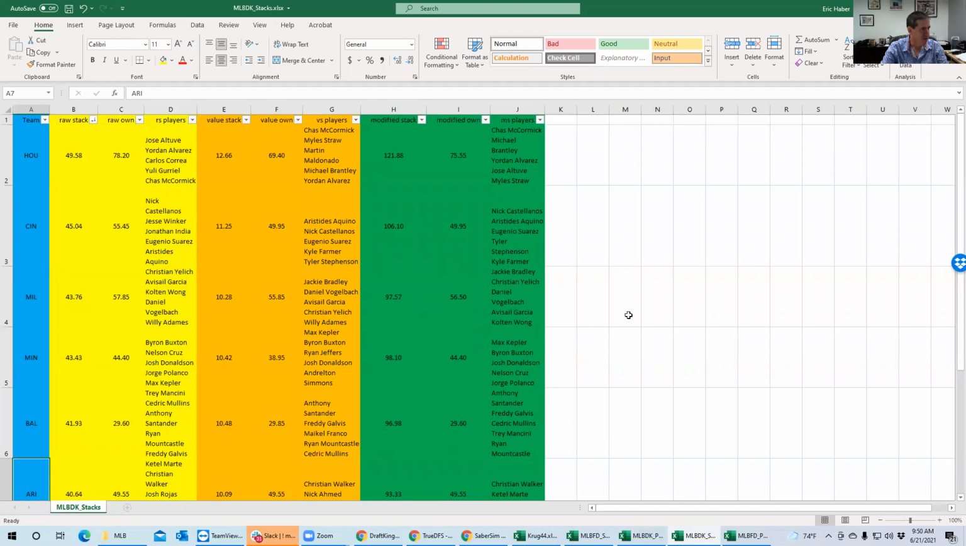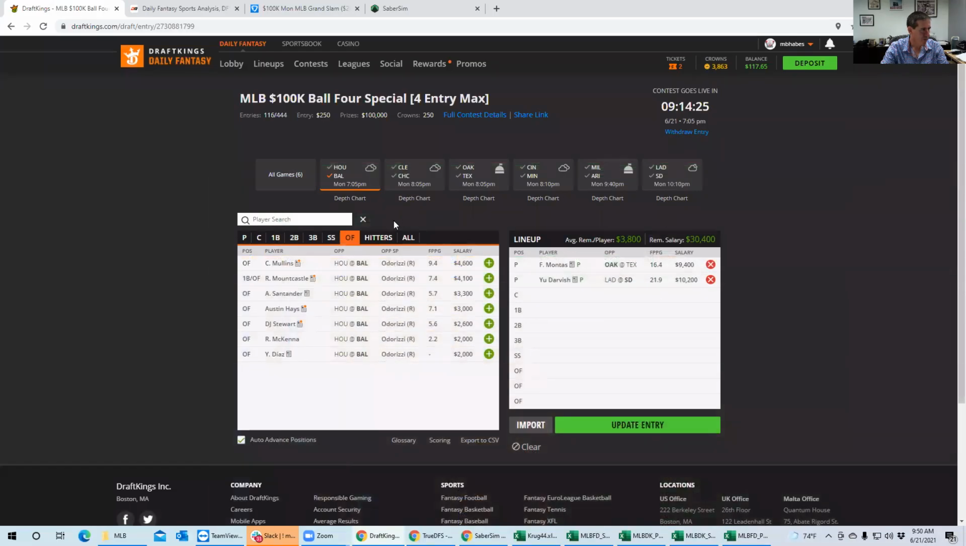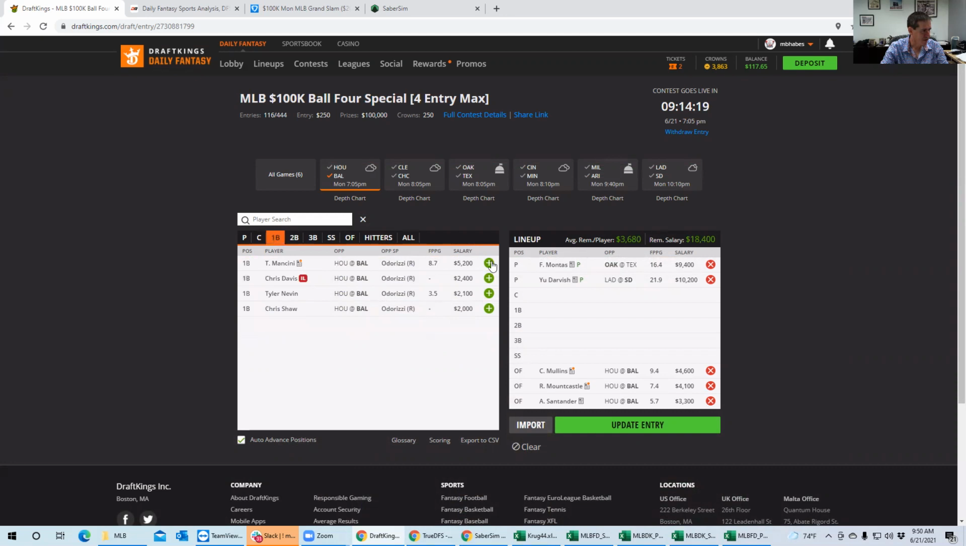Santander, Galvis, Mullins, Mancini, Mountcastle. So Mullins, Mountcastle, what did I say? Santander, Mancini, Galvis, right? So again, on Baltimore, you could eat the chalk at pitching a little bit. It makes it a little harder, but you can get the decent one-offs in here. What I'll do is go over the one-offs, and all I'm doing is just ranking these guys. So let me see what these good one-offs would look like.